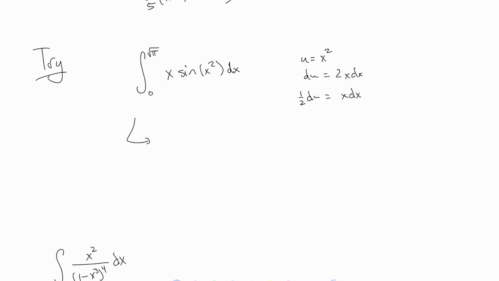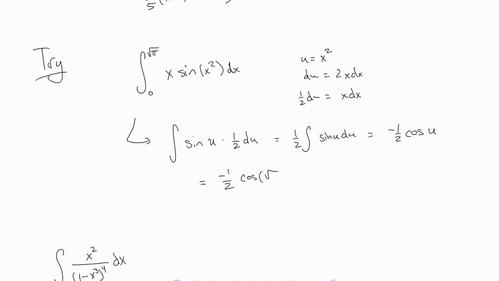I'm going to do this one kind of quick because it's sort of the easy one. It'll be sine of u times 1/2 du, right? Sine of x squared becomes sine of u, and then the other stuff is x times dx, and that's 1/2 du. All right, and then I'm going to move the 1/2 out of the integral, because you can do that with any constant multiple, and then do the integral. I get negative 1/2 cosine u, and then I'm going to plug the x back in, negative 1/2 cosine of root x. And I have to plug in, not root x, x squared. And I have to plug in 0 and root pi, like that.